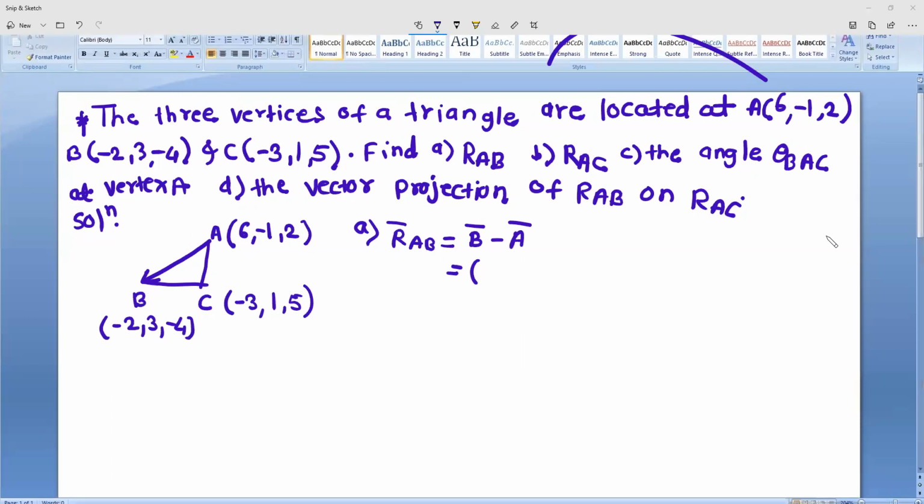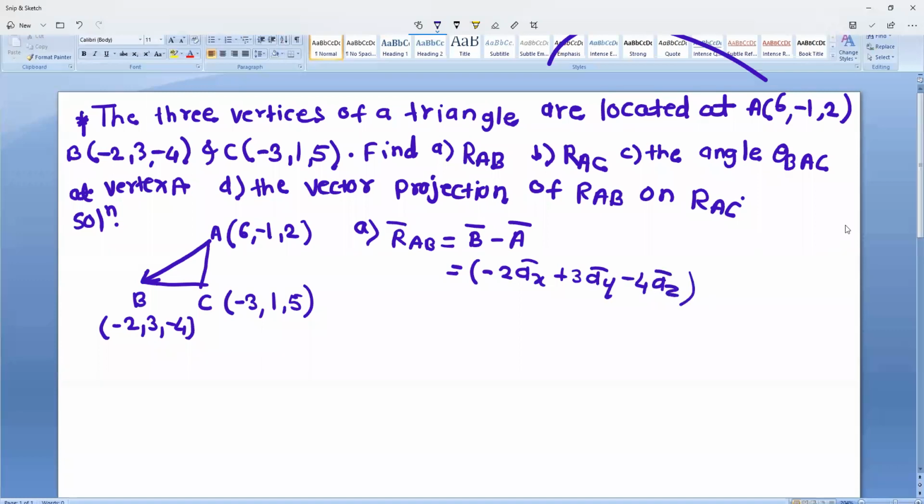Anyone else? Vaishnavi? Hello? Unmute and directly tell me what is vector B bar. Hello, Vaishnavi. -2 a bar x plus 3 a bar y and minus 4 a bar z.